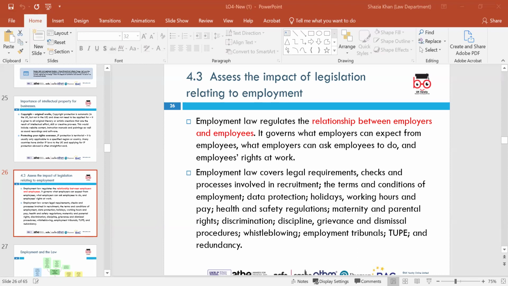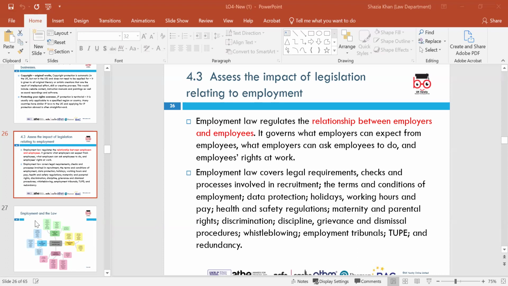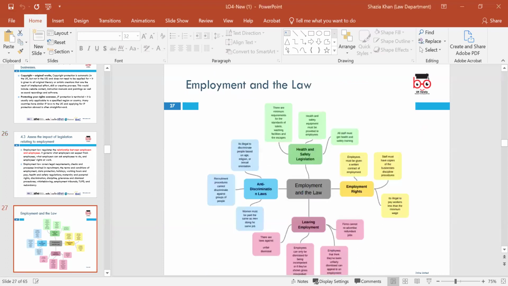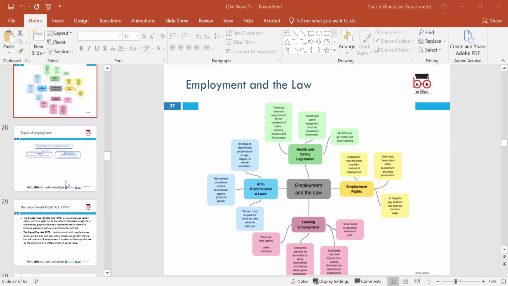Employment law covers recruitment, training, employment offers, discrimination, health and safety, parental rights, whistleblowing, employment tribunals, redundancies, and employment and the law. Within employment law, this is the diagram we looked at earlier, so you've got a bit of an idea. You've got things on health and safety legislation, employment rights, anti-discrimination, and leaving employment.